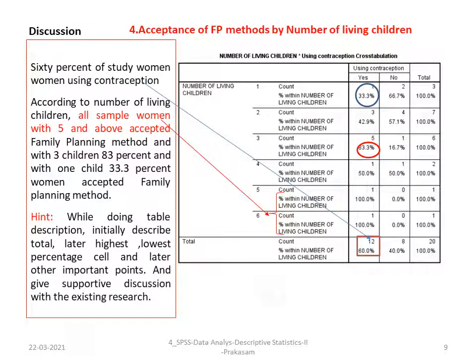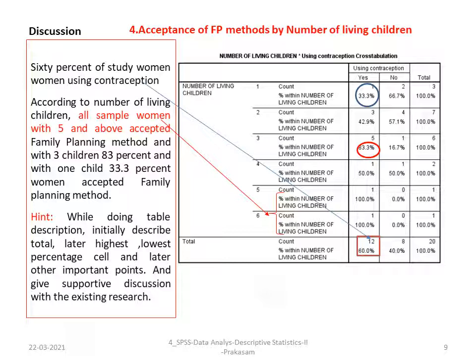The fourth question: the researcher is interested in acceptance of family planning method by number of living children. He wants to know whether a woman who has a larger number of children is using family planning methods more than a woman who has fewer, using the frequency only. As we discussed earlier under descriptive statistics, you go to cross tabulation, bring the variables into the right side, click the cell frequency, and calculate; you will get the row-wise and the column-wise.